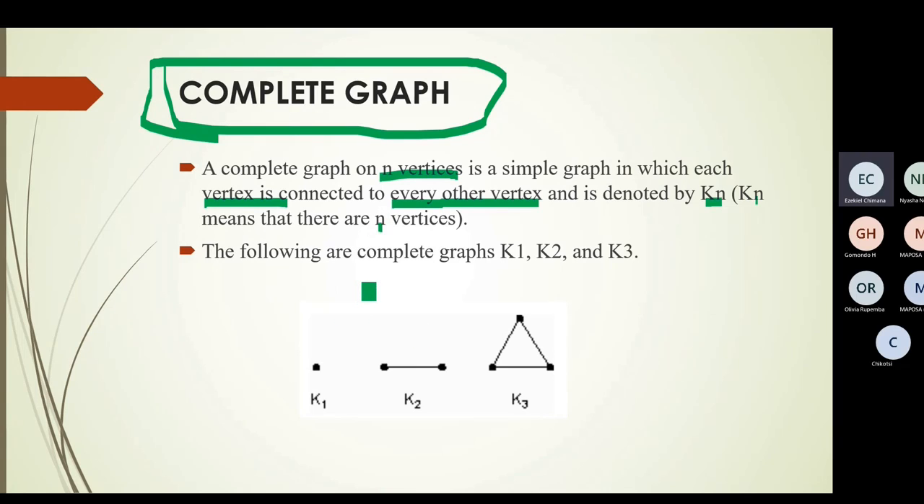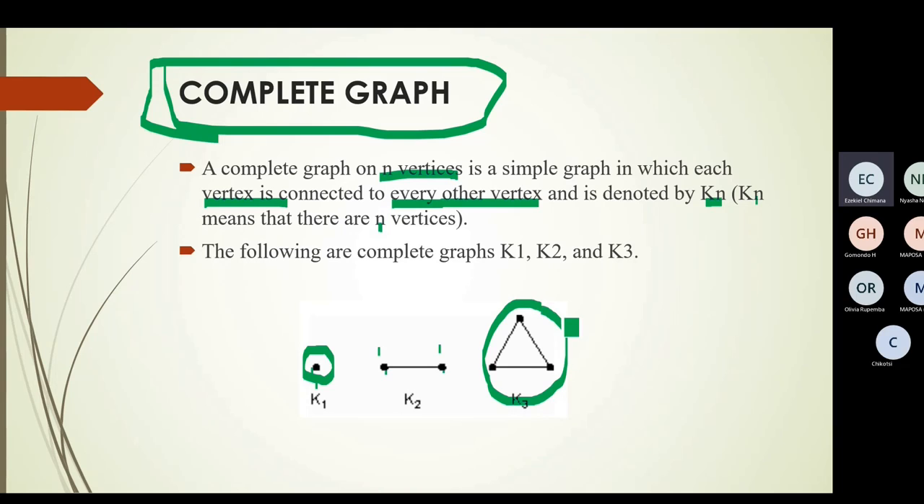So the following are complete graphs K1, K2, and K3. We've got this graph K1. This one on its own is a complete graph. Why? Because this vertex is actually joined or connected to itself. Then we've got this one with the two vertices. This vertex is connected to this vertex, or the other way. So which means this one is a complete graph, and it's also a simple graph. There are no parallel edges, there are no loops. So it's a simple graph, and then all vertices are also connected, then it's a complete graph. Also this one, it's a complete graph.